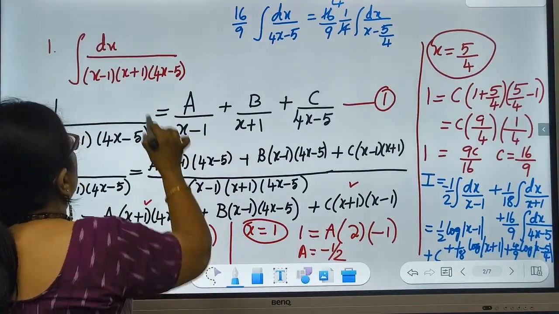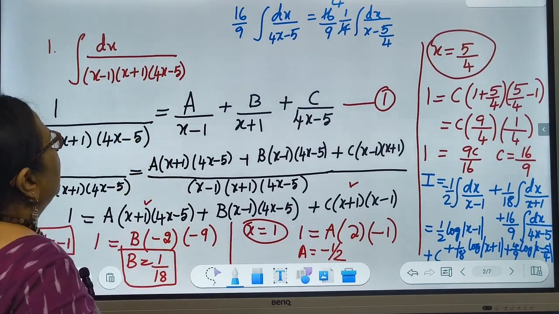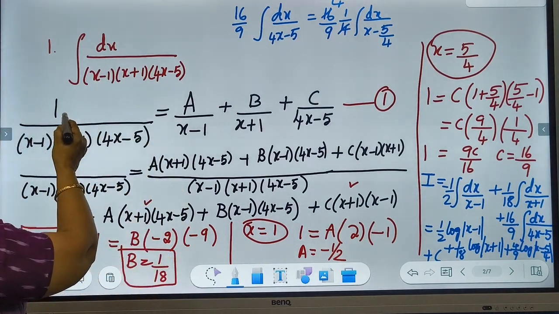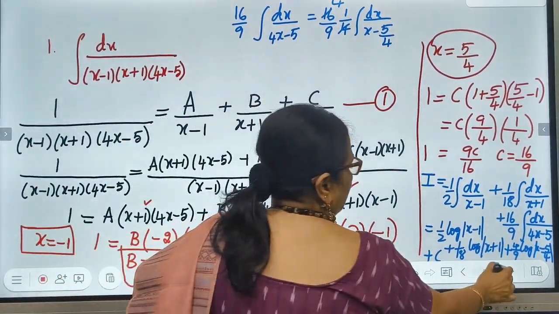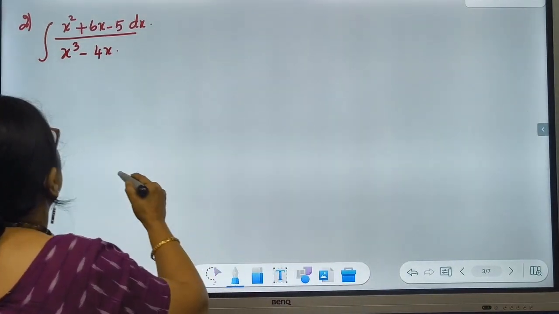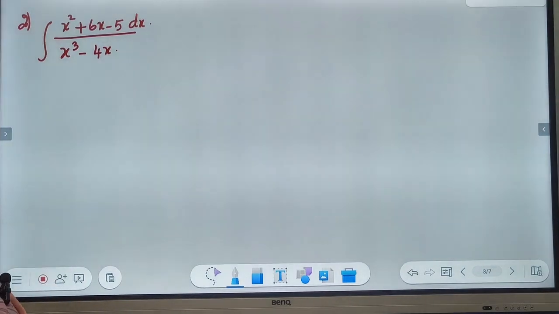Go to the previous problem. What is the degree of the numerator and what is the degree of the denominator? You can clearly see the degree of the numerator is less than the degree of the denominator. Here the degree of the numerator is 2, the degree of the denominator is 3, so it is clearly less.